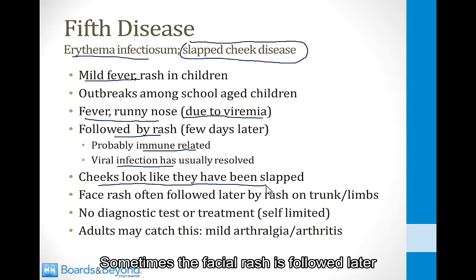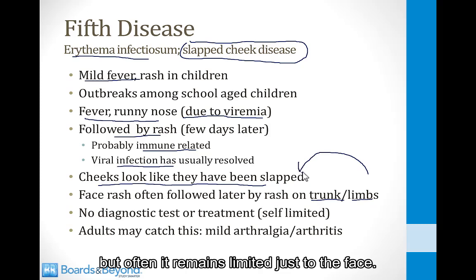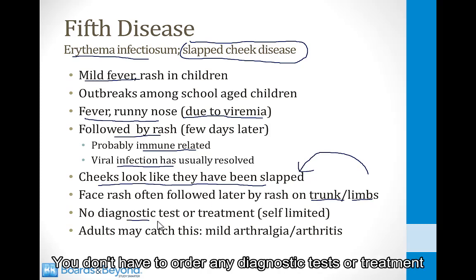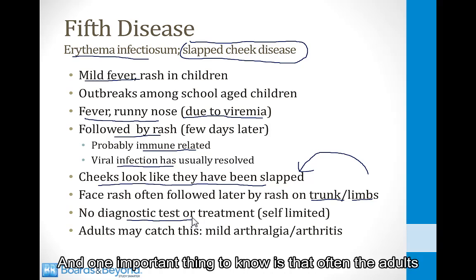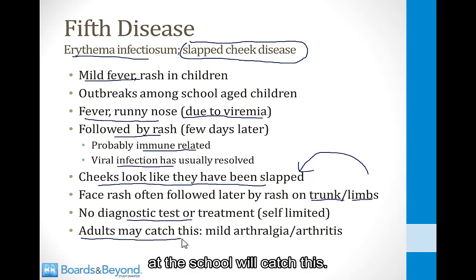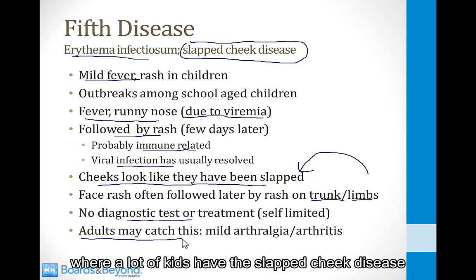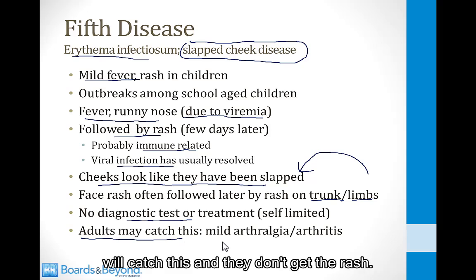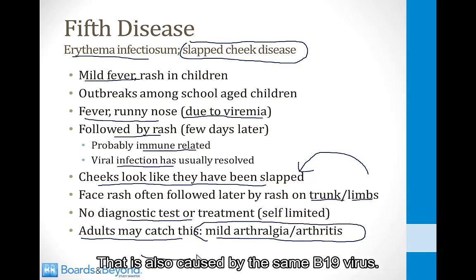Sometimes the facial rash is followed later by a rash on the trunk or limbs, but often it remains limited just to the face. You don't have to order any diagnostic tests or treatment. This will resolve on its own. And one important thing to know is that often the adults at the school will catch this, so the teacher or the principal at a school where a lot of kids have slap cheek disease will catch this, and they don't get the rash. What they get is arthralgias and arthritis, so watch out for that. That is also caused by the same B19 virus.